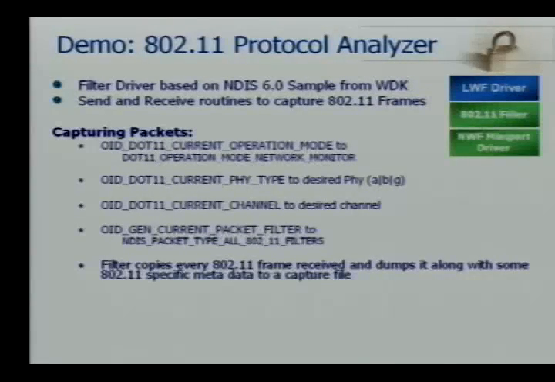To start capturing, it does a couple of OID calls down to the underlying Miniport driver, and that includes setting the driver to the required file type, that could be 11A, B, or G, setting it to the desired channel on which you want to see the packets, also setting it to a new mode that we have defined for Vista. It's called the monitor mode, and setting a packet filter. For the demo, I'm going to set it to indicate all the packets, but depending upon your needs, you can set it to whatever kind of packets you want to see.